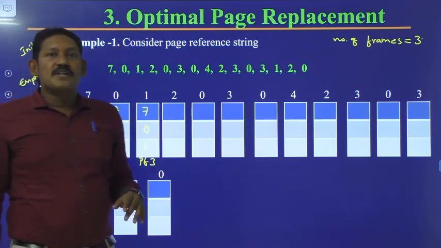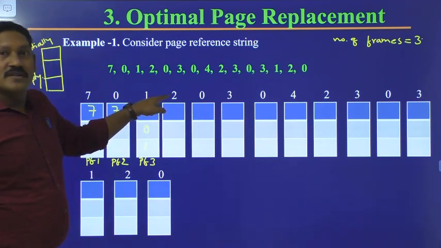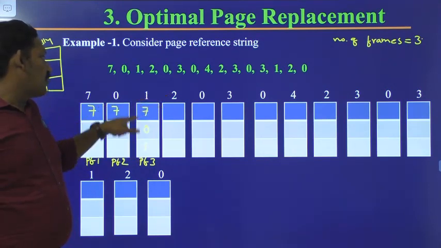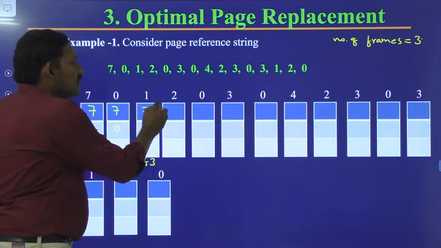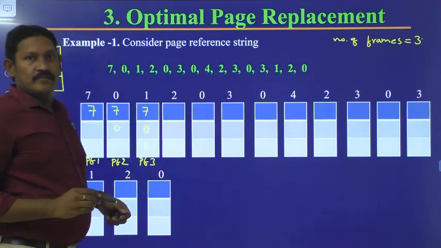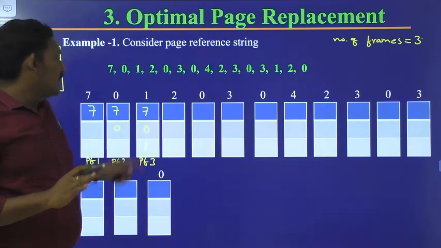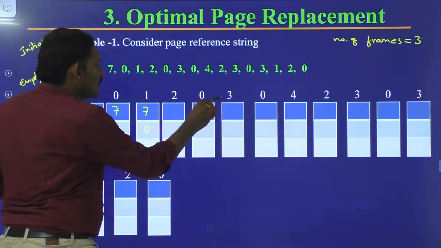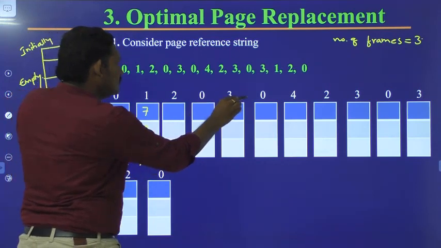Now the optimal page replacement algorithm is nothing but this: suppose in the next step the CPU is searching for page 2. Page 2 is not available in the main memory, so 2 is to be brought into the main memory. Which is to be replaced? We have to identify which page we are going to use in the near future. The page which we are going to use in the near future, we have to keep inside the main memory. See, 7, 0, 1. In the near future, we are using 0.